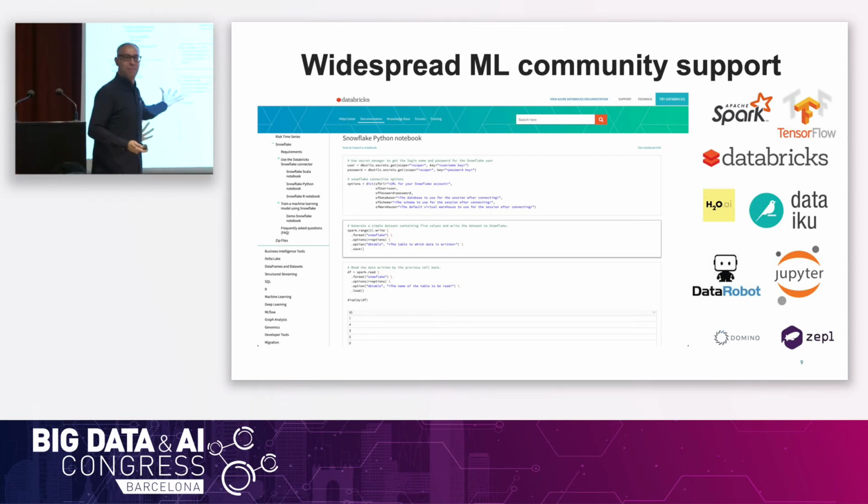And this is where the magic happens, right? The magic doesn't happen in data prep. The magic happens training the model and emitting a fantastic result. So every single one of these vendors has validated the architecture, and they all have connectors to Snowflake and actively push this connector.